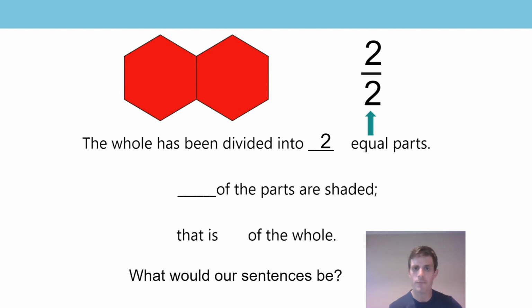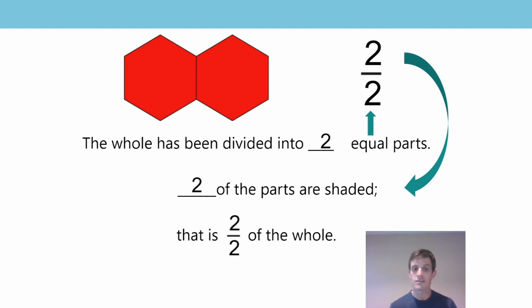Let's look at the next part of our stem sentence. So blank of the parts are shaded. How many parts are shaded? So if we look at our image, first of all, we can see that 2 of the parts are shaded. Now, which of those 2's tells us that 2 of the parts are shaded in our fraction? It's the 2 on top of the division bar, because that tells us that 2 of the parts are shaded. So that tells us altogether that 2/2 of the whole has been shaded.